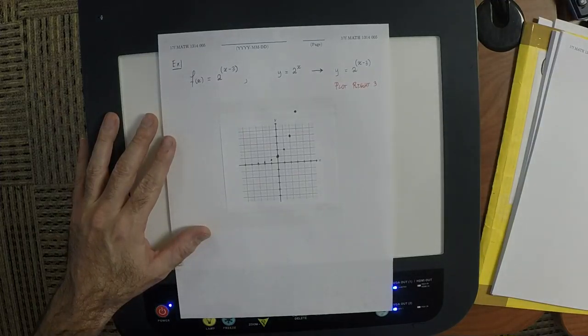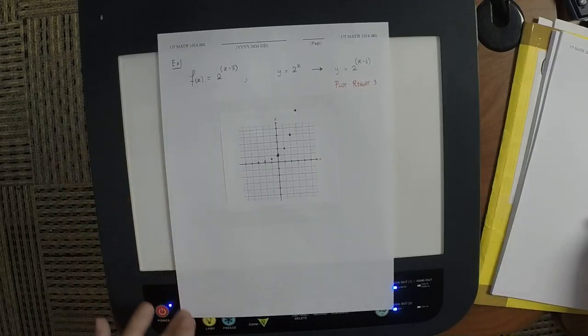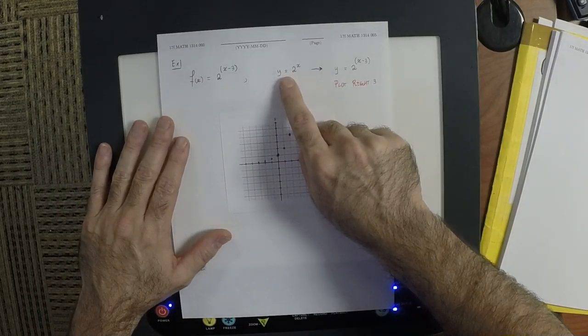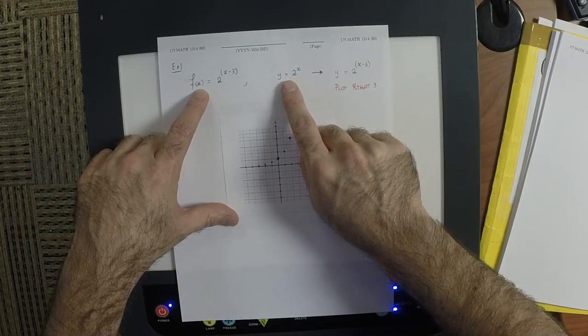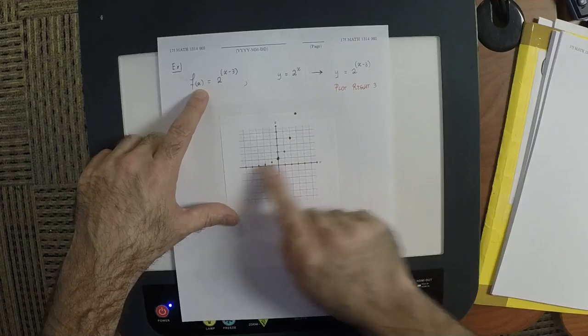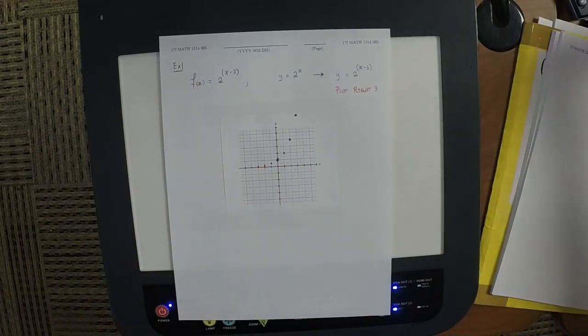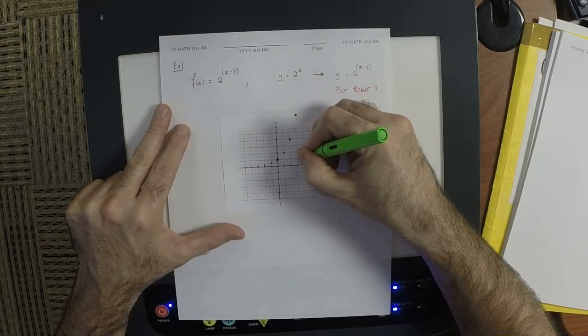What does moving to the left do? Halves the output. So this would be half, and then a fourth, and then an eighth. That's probably the best I can do. I can't make them any closer because the pencil's only so small. Okay, that's this one. So how do we plot the actual one that we were trying to do?